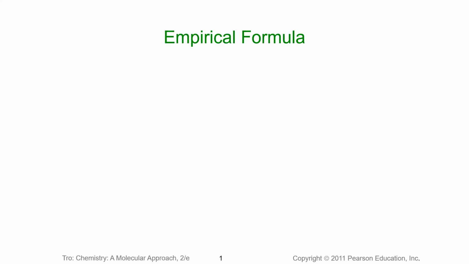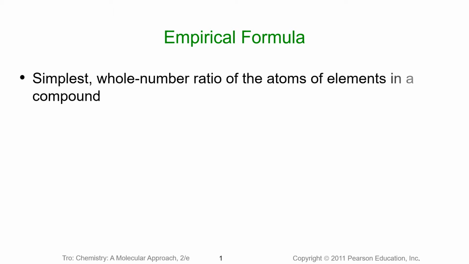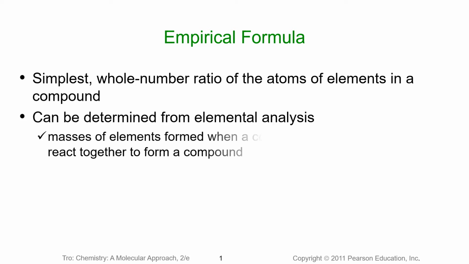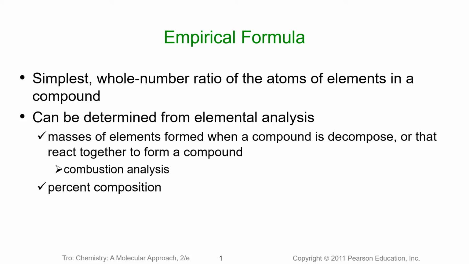Empirical formulas, remember, are the simplest whole number ratio of atoms and elements in a compound. So basically what that means is our chemical formula is in lowest terms. The reason that this is important is because if we do elemental analysis in the lab, we can break down our compounds and determine the masses of each of the elements formed. And so from that information, we can get our empirical formula.